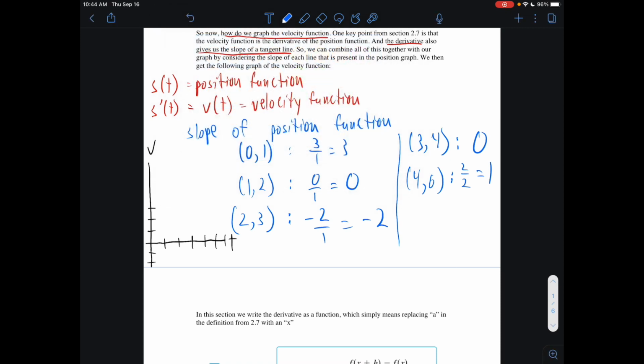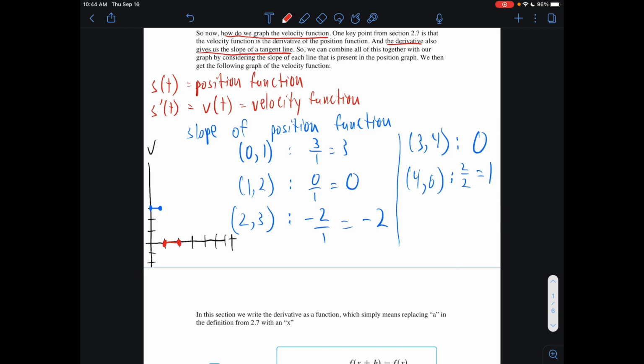So from 0 seconds to 1 second, the value of our velocity is 3. And this would just be a horizontal line that goes from 0 to 1. And then the next horizontal line would be when we had that our slope was 0. That goes from t equal 1 second to 2 seconds.